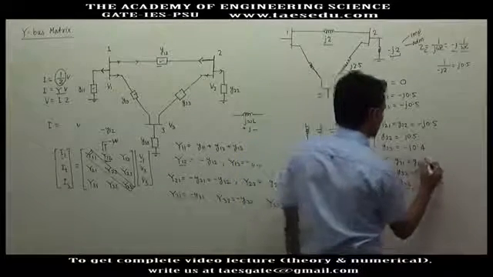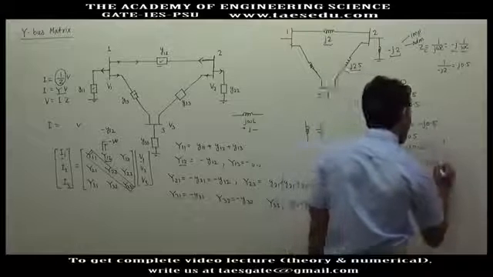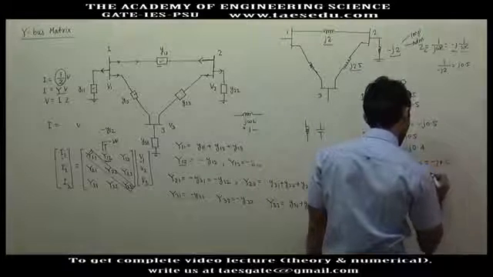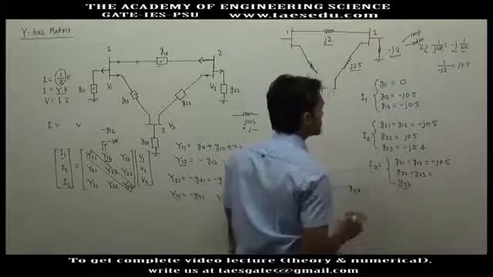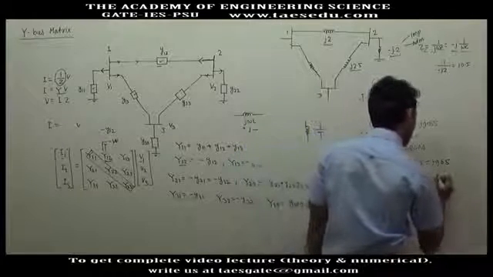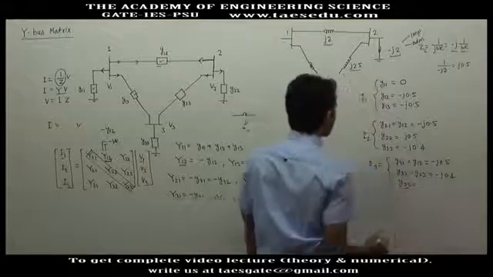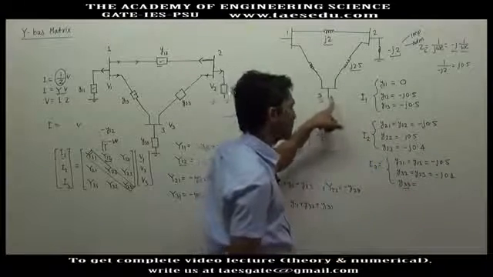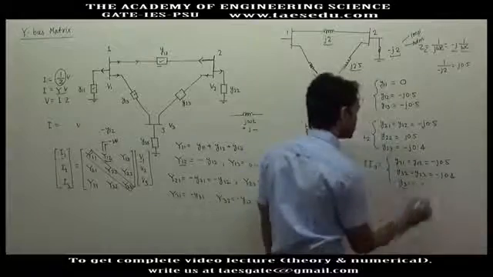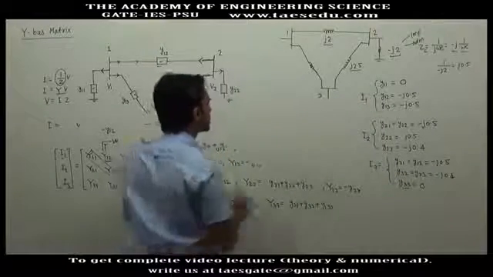y31 is nothing but y13. y13 is minus j 0.5. y32 equals y23, which is minus j 0.4. And y33 is the admittance of the shunt element at bus 3. This will be 0. Now we can form the matrix.